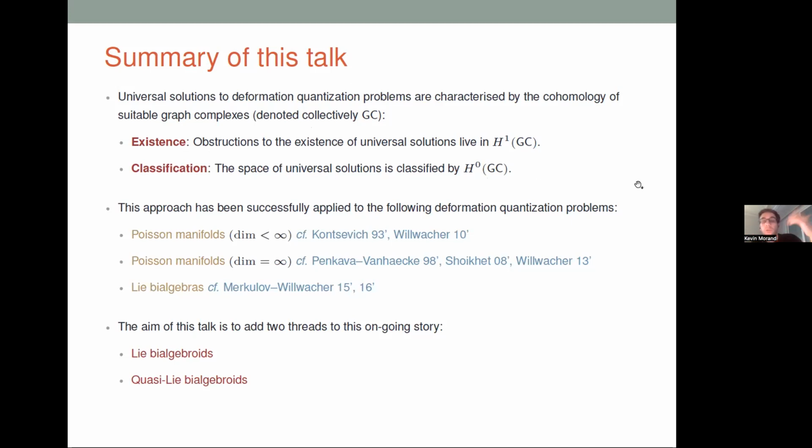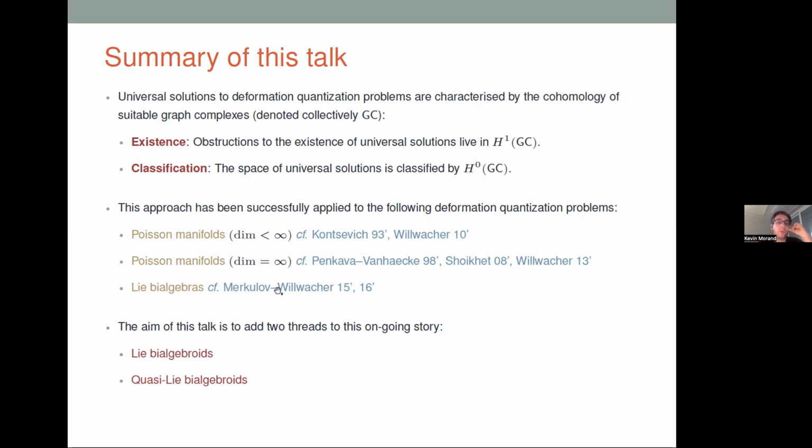So this approach using graph complexes is not new. It has already been applied to different deformation quantization problems. I mentioned Poisson manifolds in finite dimension, but also in infinite dimension. As I mentioned, we need to remove the cycles from the formula. In fact, one can say that there is some obstruction to do so, as shown by these authors. There exists some obstruction living in the first order cohomology of a particular graph complex. This is the so-called Kontsevich-Choquette obstruction, which prevents the existence of a universal quantization formula for Poisson manifolds in infinite dimension.